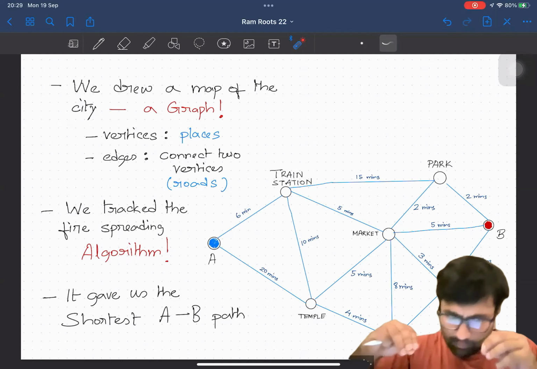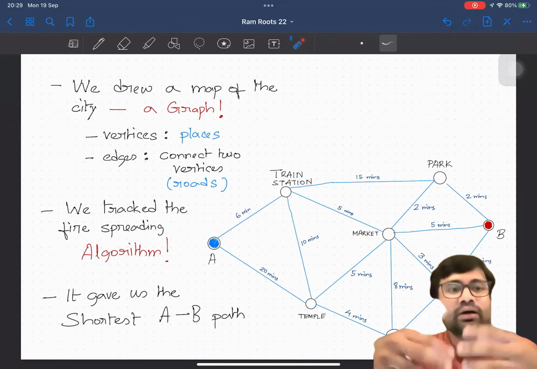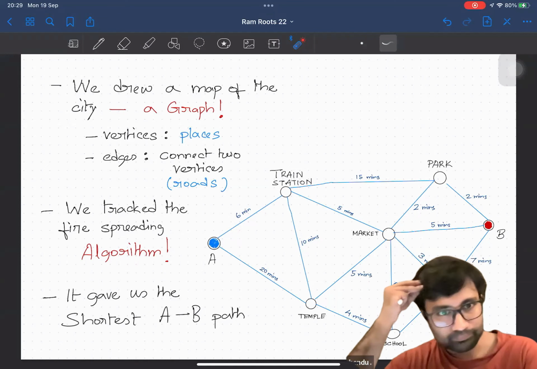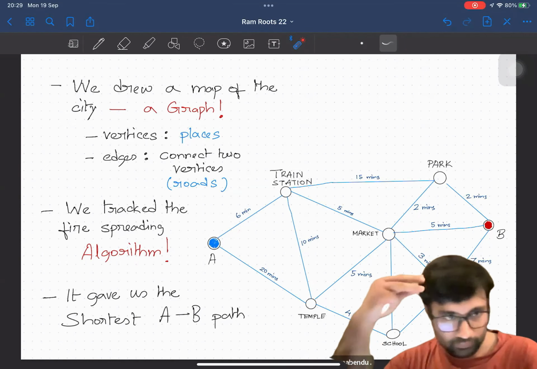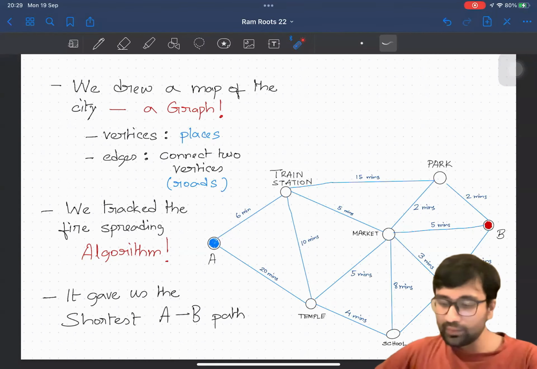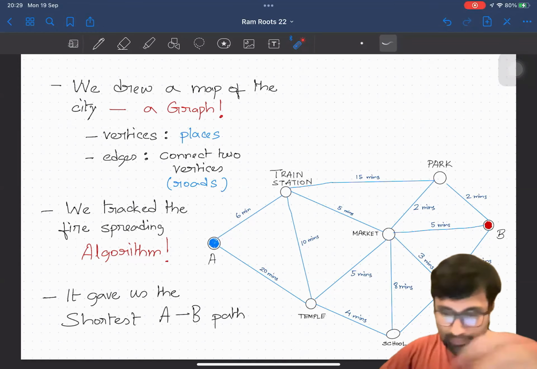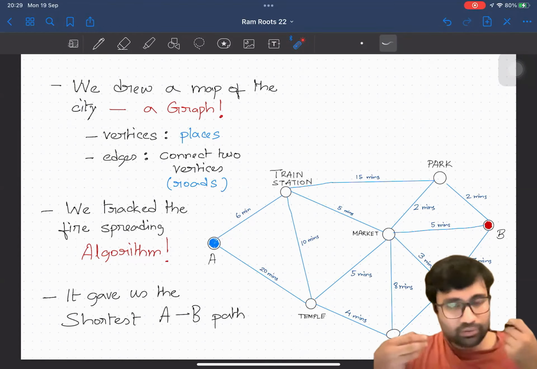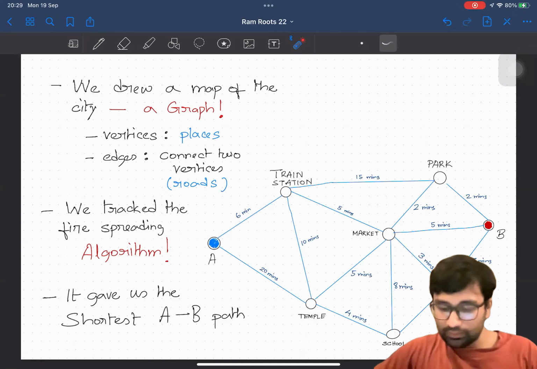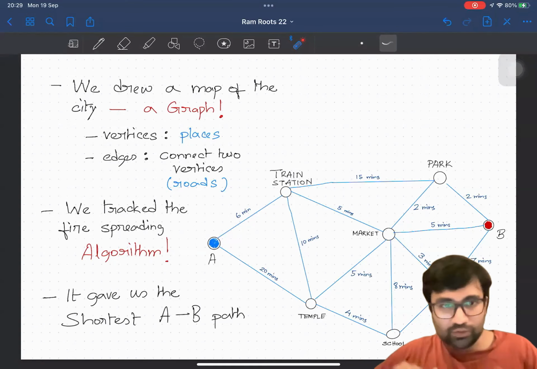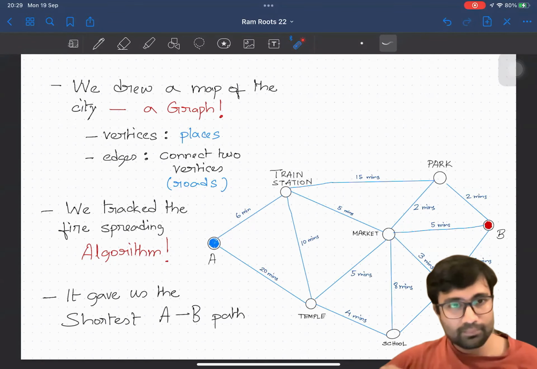And this process can be implemented inside a computer also, right? If you implement it inside a computer, then the computer will automatically, very fast, find out the fastest path from A to B that you needed, the shortest path, right?